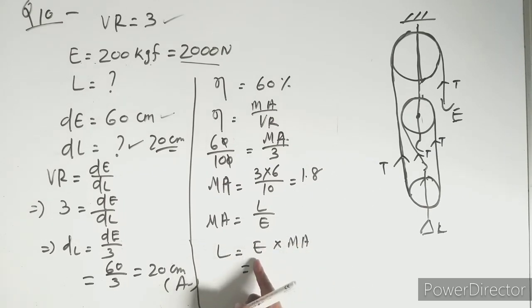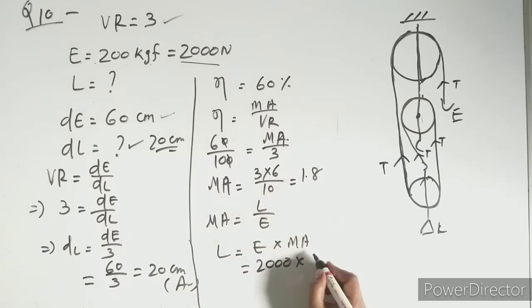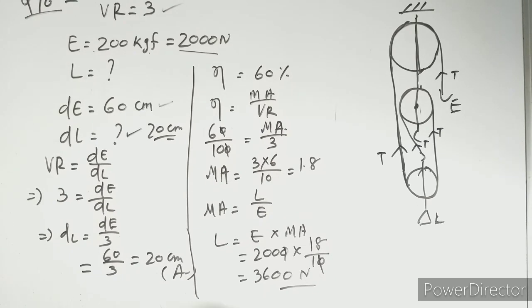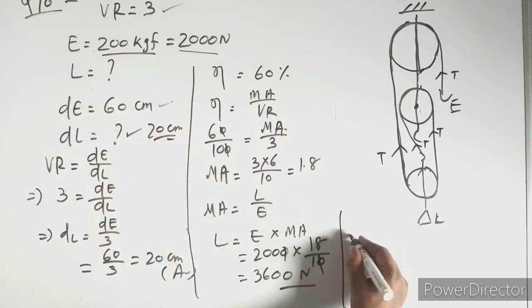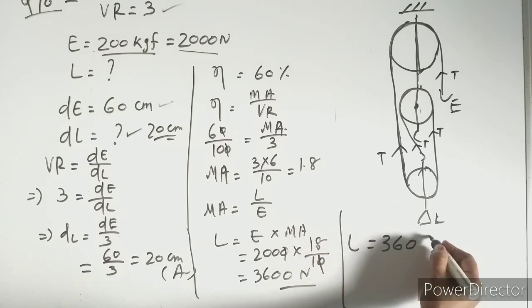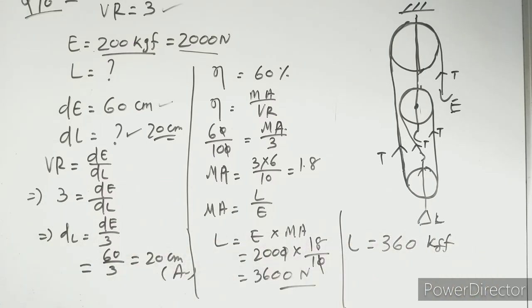It implies load equals how much? It is your 2000, and MA equals 1.8. So let me write this down. How much are we getting? 3600 Newton, we are getting this answer. If we go for the kgf answer, the load can be equal to 360 kgf. Okay, so this one will be the answer.